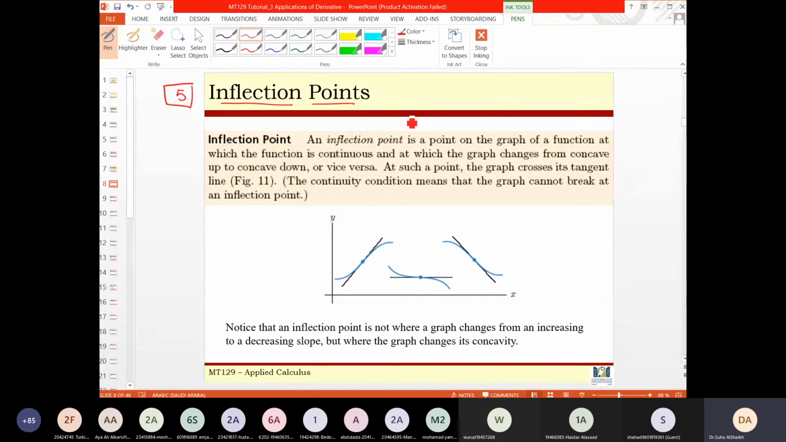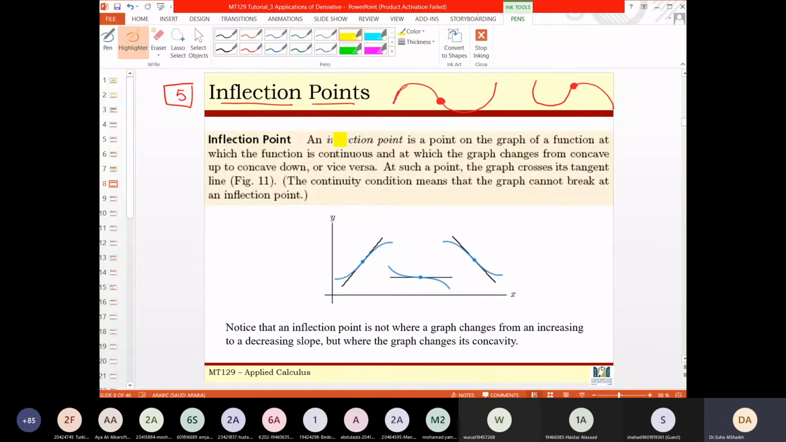Inflection point بالعربي نسميها نقطة انقلاب. The inflection point is a point where the function changes from being concave down to be concave up. This point. Or it was concave up and it changed to be concave down. So the point at which the function changed its concavity is the point that we call inflection point.